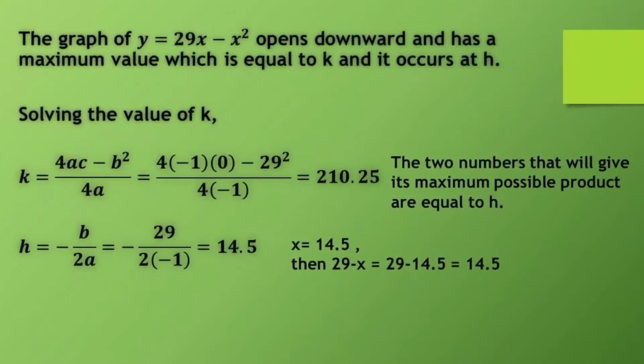Now, solving for h, we have negative 29 over 2 times negative 1. That is equal to 14.5. If x is 14.5, then 29 minus x is equal to 29 minus 14.5, or also equal to 14.5. Note that the two numbers, the first and the second number, are both 14.5.